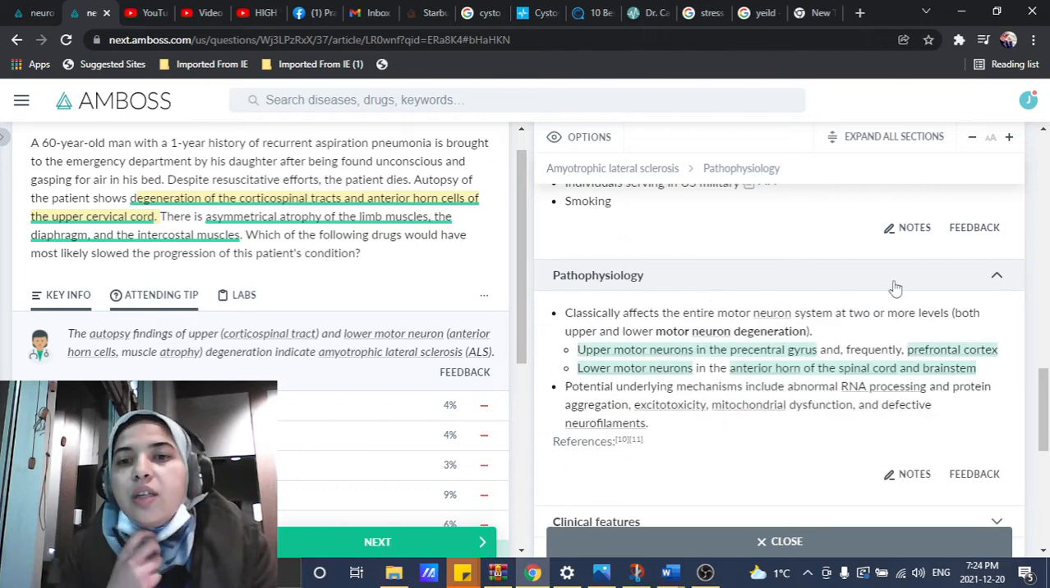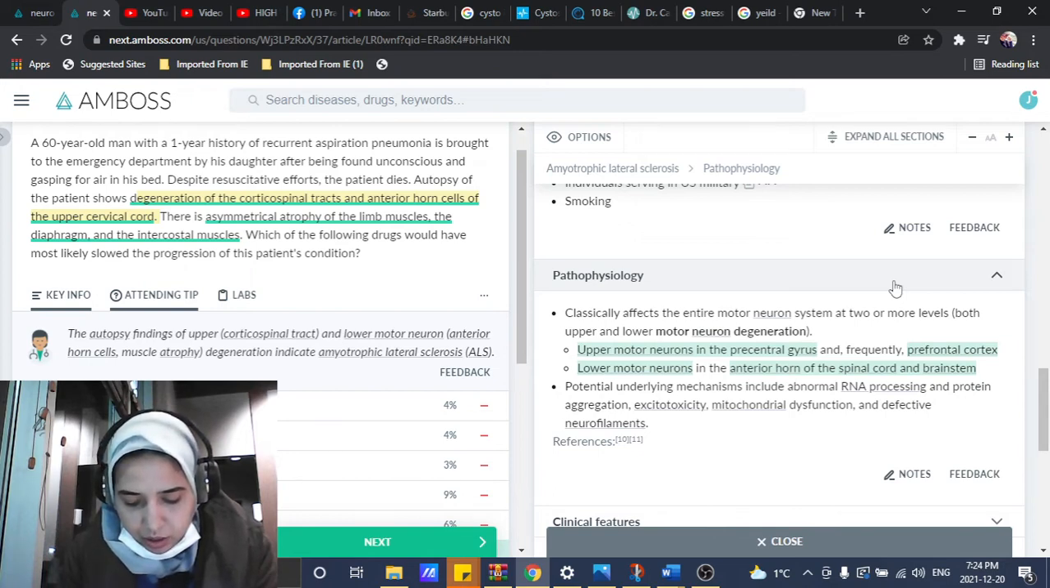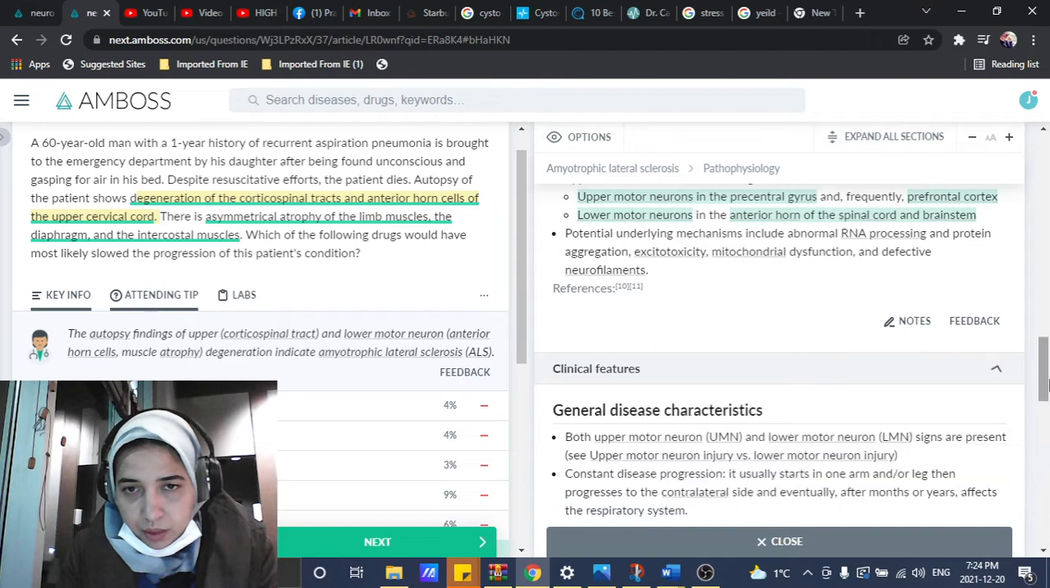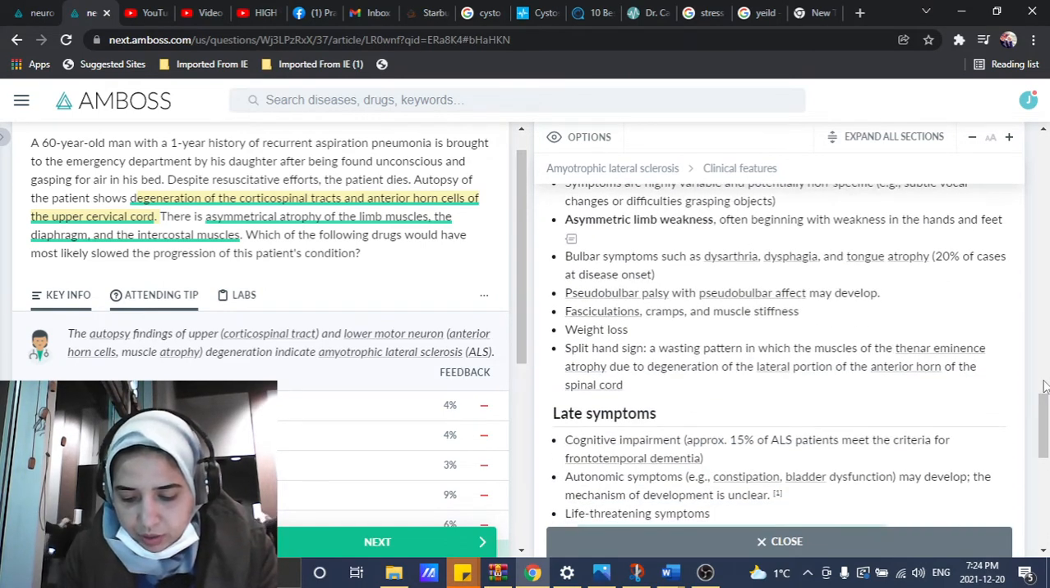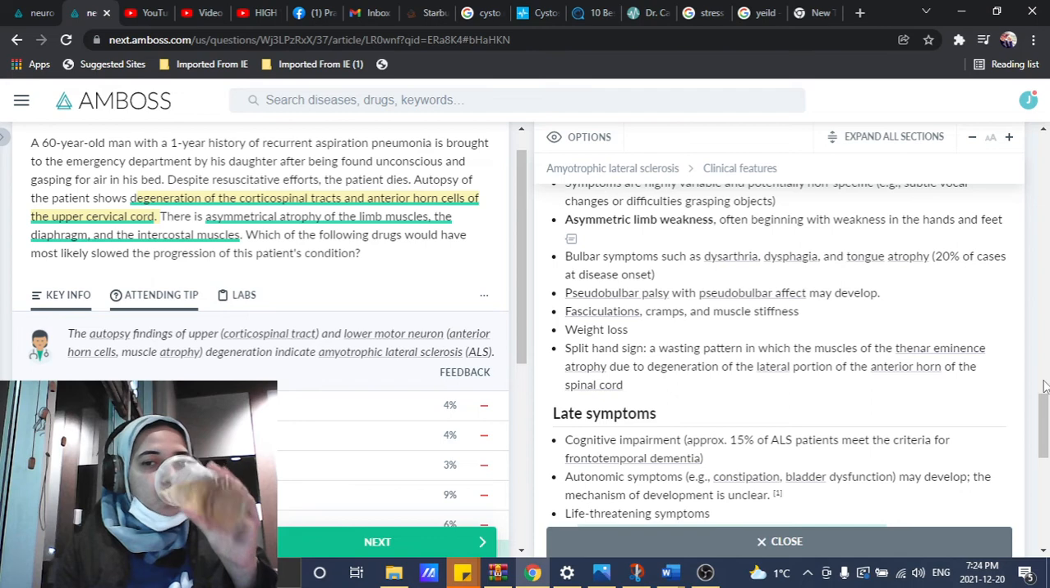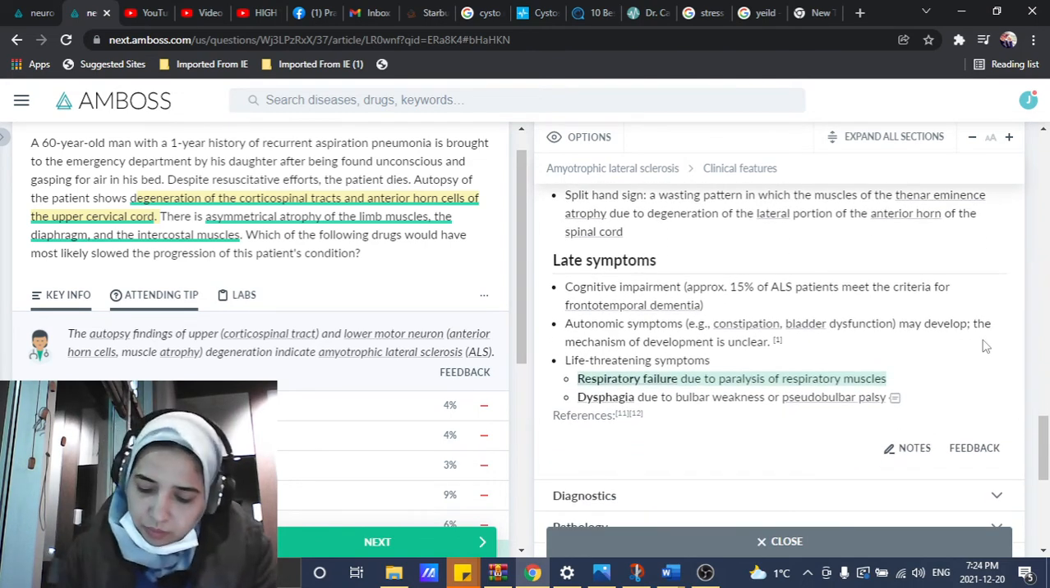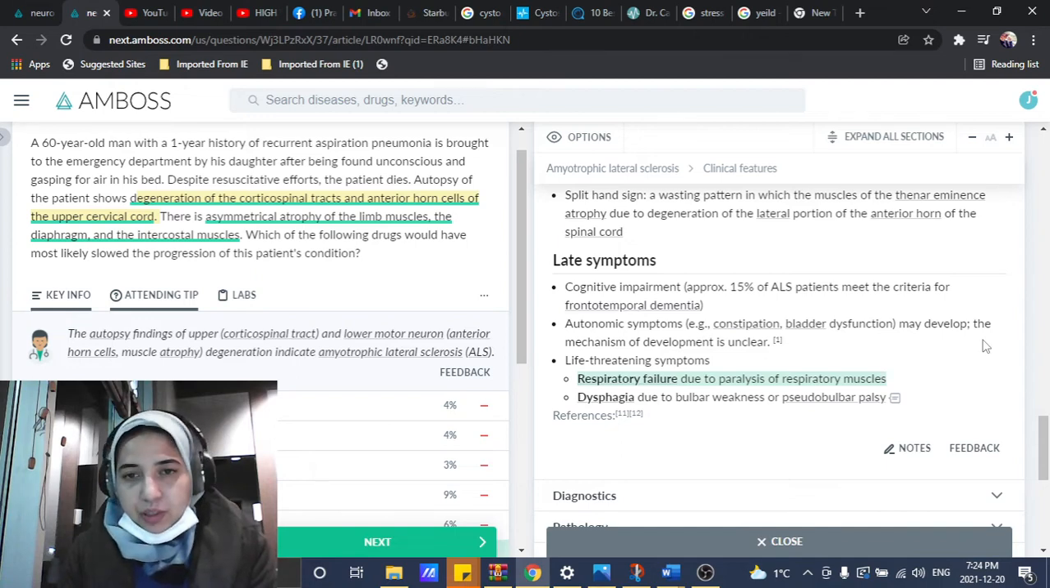Pathophysiology. Classically, the entire motor neuron system is affected at two or more levels, with upper and lower motor neuron degeneration. So UMNL and LMNL. Cool. Clinical features. So asymmetric weakness. I always keep forgetting this, so let's just write this down. Asymmetric limb weakness, bulbar symptoms, dysphagia. Yeah. Respiratory failure.